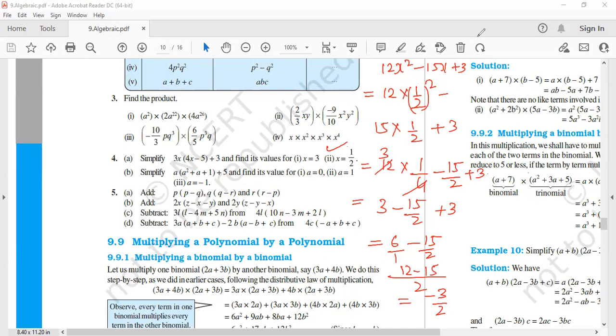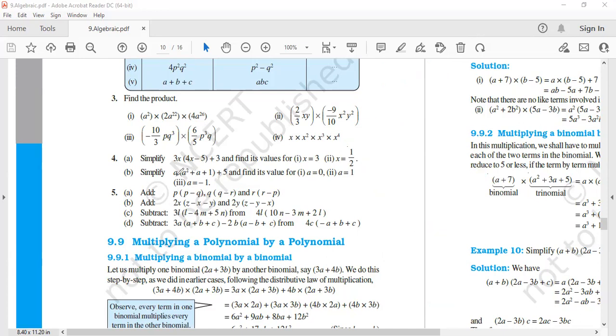Okay. Now let us solve the question. B part is remaining, so I'm solving B part now. Simplify this one firstly. So a bracket a square plus a plus 1 means you have to simplify it to a cube plus a square plus a. If you multiply this inside, you will get this, and plus 5 is also there because of this question.